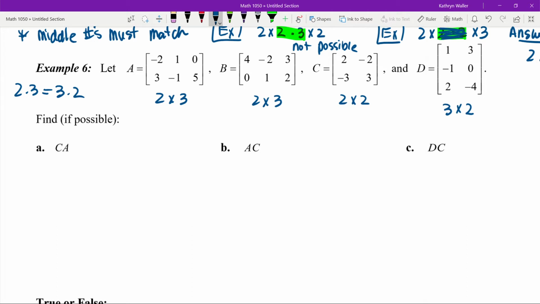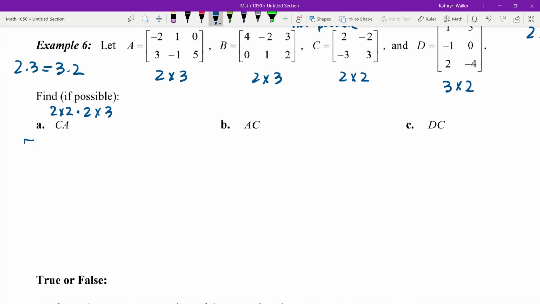So let's write down the order of C. C is a 2 by 2. I'm trying to multiply it by matrix A, which is a 2 by 3, and I can do it. I know my answer is going to be a 2 by 3, okay? All right, let's write it down. So you have to write C first. So go 2, -2, -3, 3. And then right next to it, write down matrix A.